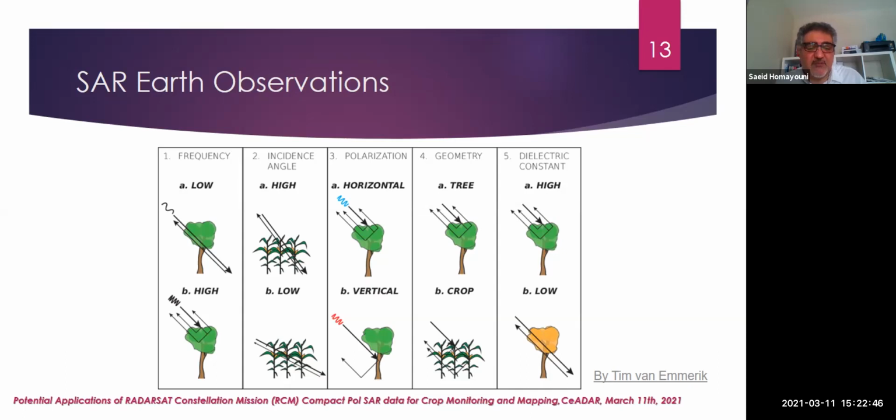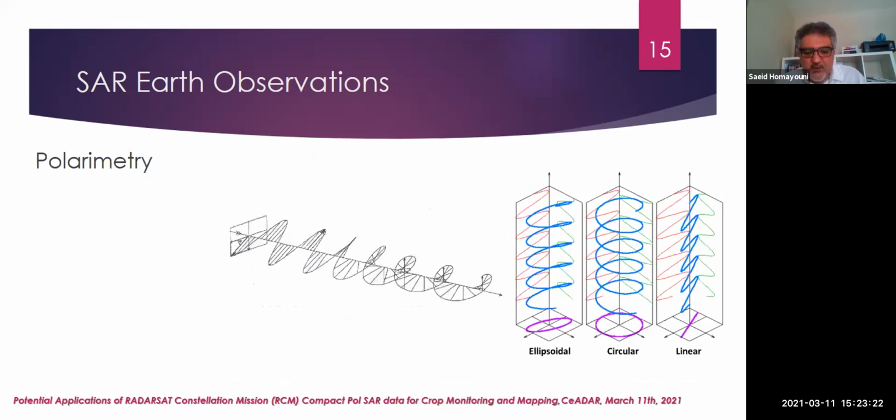The polarization is something natural with electromagnetic energy. I will come back to it, but we have different types of polarization. Geometry, for sure, the surface geometry or the object geometry in general, is really important, and the radar signal is sensitive to it as well. And the dielectric constant and the water content of your media and object are really important and affect the quality of the observation.